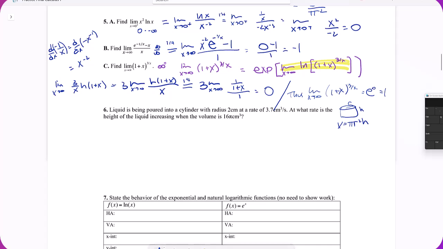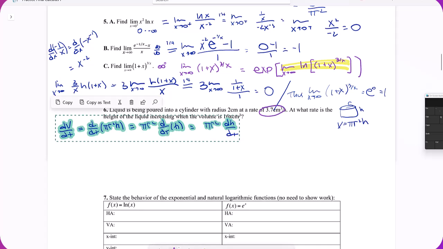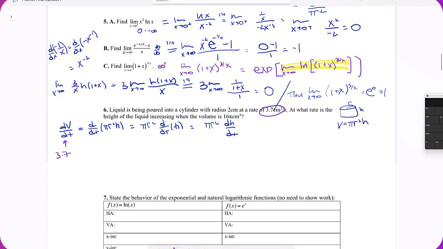And so our dV/dt, which is the rate of change of the volume, is going to be d/dt of pi r squared h, which is pi r squared d/dt of h, because we can just pull out the constants, which is pi r squared dh/dt. Okay, so what do we know? We know that dV/dt is the cubic centimeter change, so that's going to be 3.7. Worry about the units later. We know that the radius is 2, so that's going to be a 2 right there.